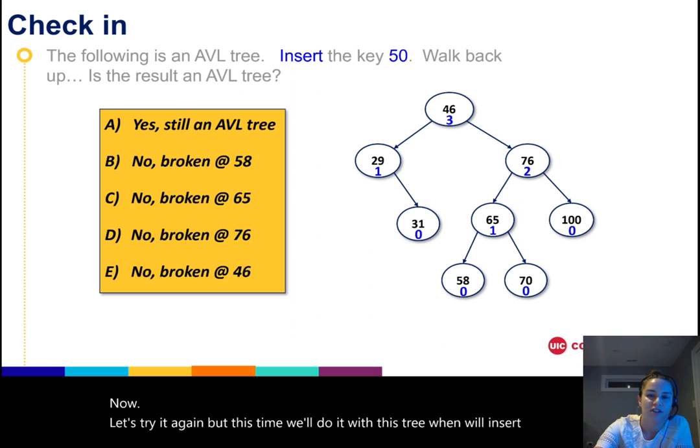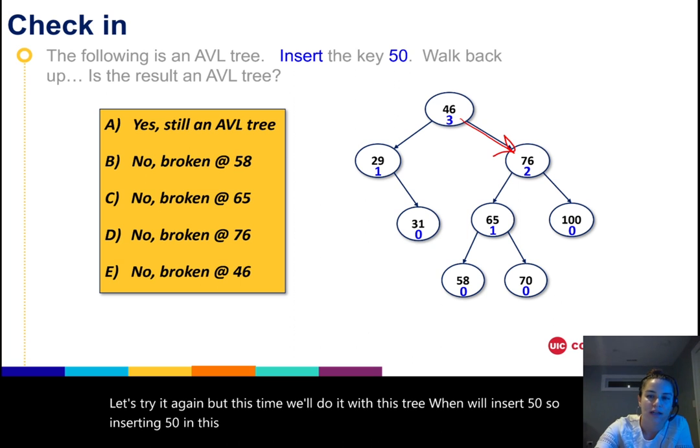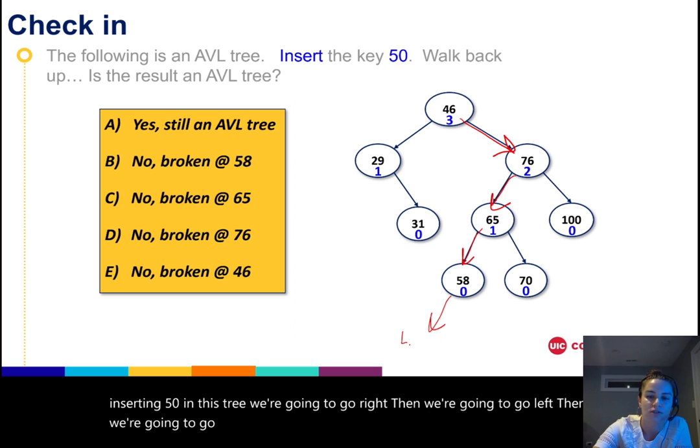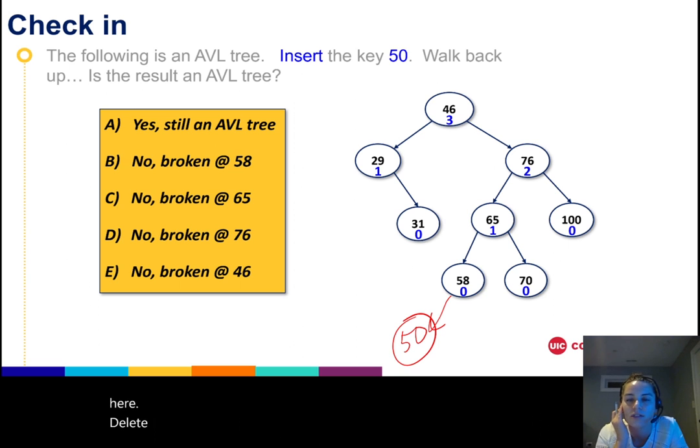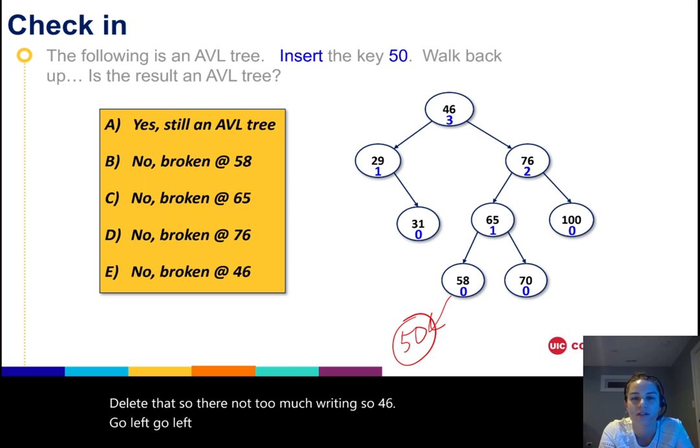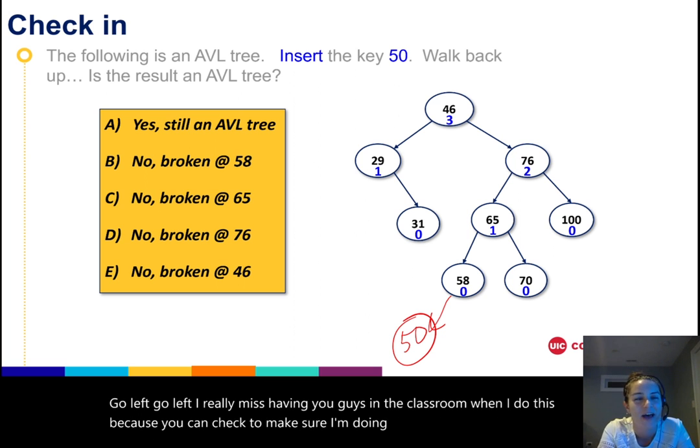So inserting 50 in this tree, we're going to go right, then we're going to go left, then we're going to go left, and then we're going to go left. So 50 should go here. We'll delete that so that we don't have too much writing. So 46, go left. I really miss having you guys in the classroom when I do these because you can check to make sure I'm doing all these things right. Okay, so we got 50 there.